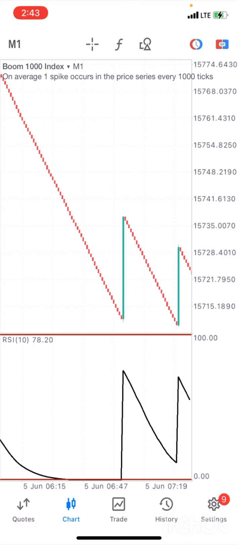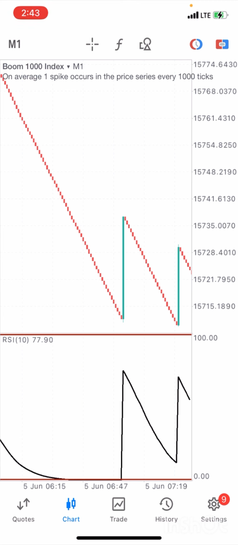Now for the boom market, you want to be selling, right? For the crash market, you want to be buying. What we are doing here is to just catch up to like 5 to 10 to 15 candlesticks and leave the market. We are not trading for spikes. We are not looking for spikes. We are actually trading against them. So we are looking to sell the boom market and we are looking to buy the crash market.